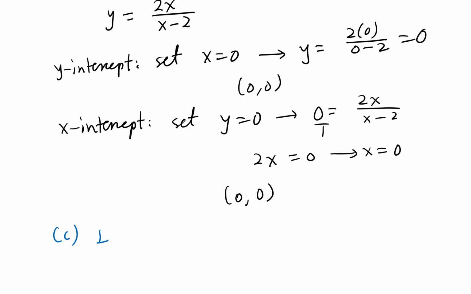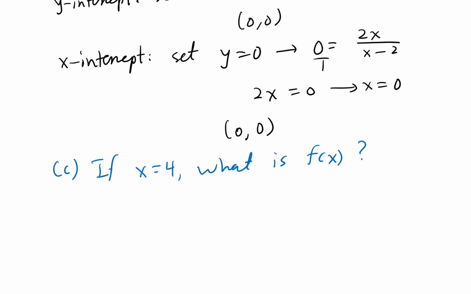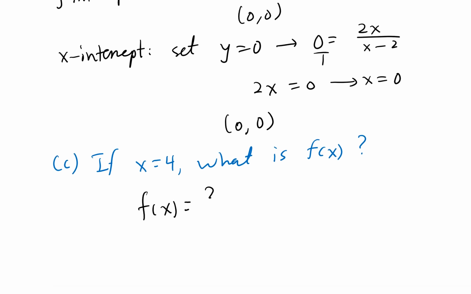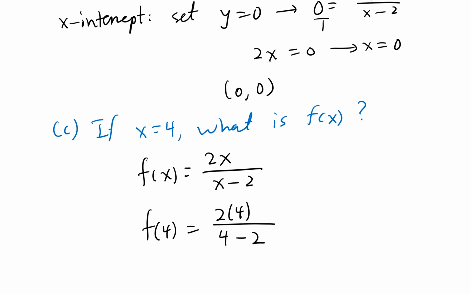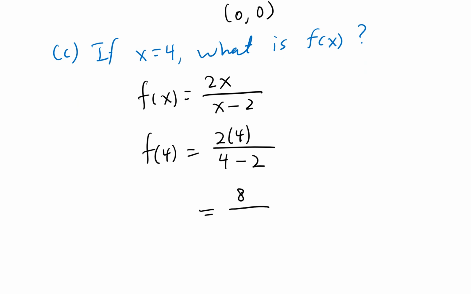Another part to this: if x equals 4, what is f of x? So what are we going to be doing here? We're going to just take the function and rewrite it, f of x equals 2x over x minus 2. X equals 4 means we need to find f of 4. 2 times 4 over 4 minus 2. And this one would be 8 over 2, which is 4. So that gives me when x is 4, y is 4.